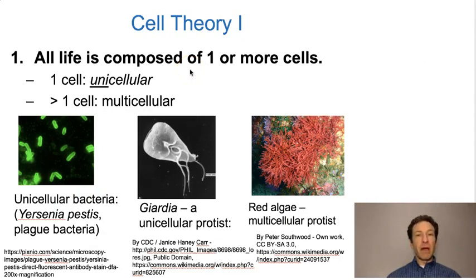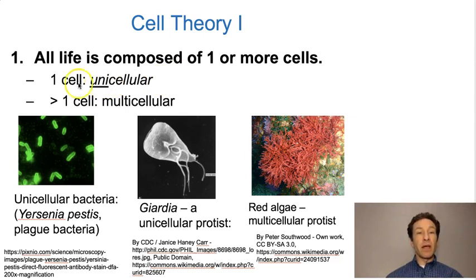Before the invention of microscopes, we did not have strong empirical evidence that all life was cellular. But as we looked at living things more and more after the invention of microscopes, we came to realize that this is true. And with this, the ideas of cell theory were developed. Cell theory has three main ideas that are now commonly accepted. The first idea is that all life is composed of one or more cells.